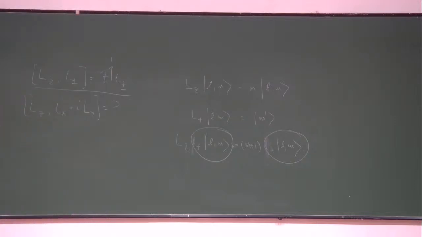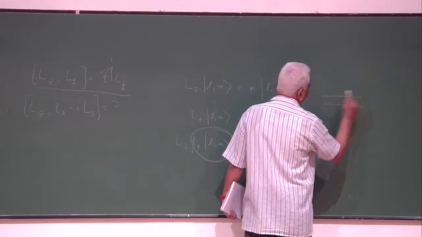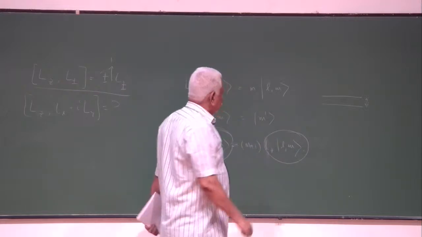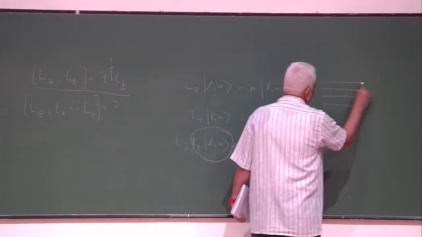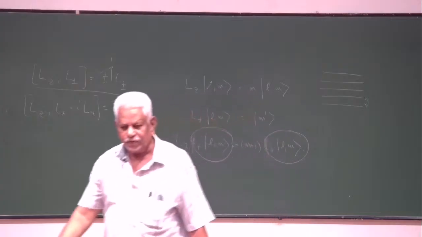Same thing happened for the harmonic oscillator. You had the state n, a dagger acting on that gives you a new n prime, but it is an eigenstate of a dagger a, the number operator. So that's what happens here. What you start with is m, some value, by L plus you can go up one step. Now you operate again on this, you will go one more step. You will keep on going by L plus acting on that, right?